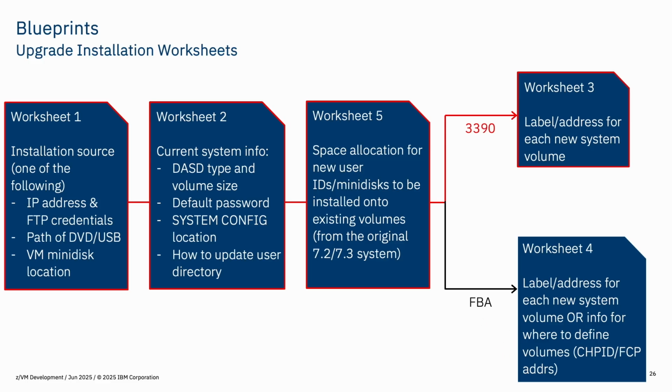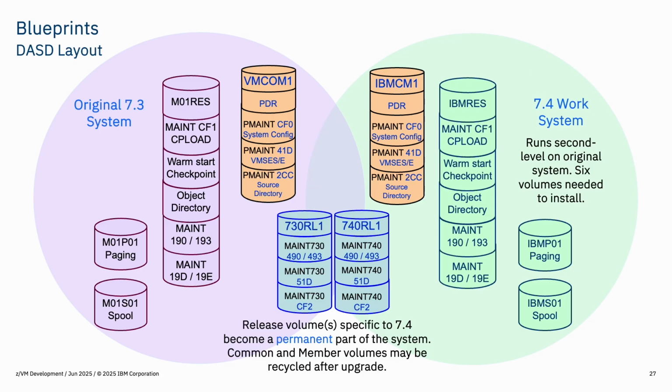Let's return to the DASD layout diagram to understand what happens during the upgrade installation process. Here on the left in this purple circle is the original 7.3 system to be upgraded. So here's the common volume, the system residence volume, paging, spool, and the release volumes at the 7.3 level. This 7.4 work system will be installed second level on top of the original 7.3 system. So it's almost similar to the traditional second-level installation that I covered earlier in this presentation.